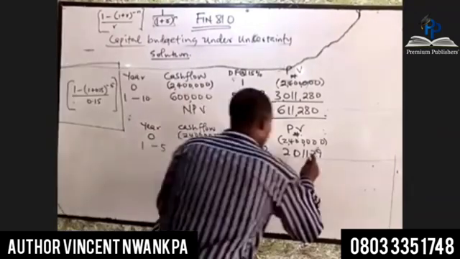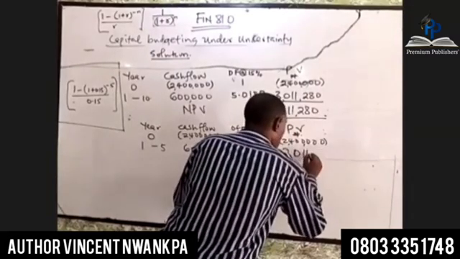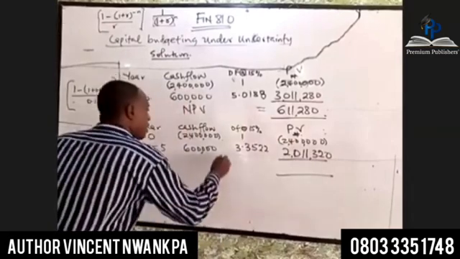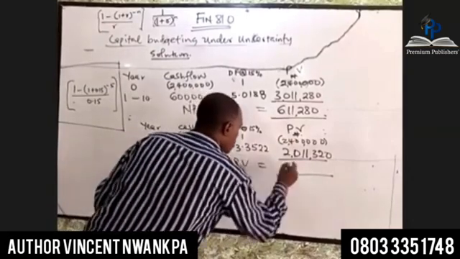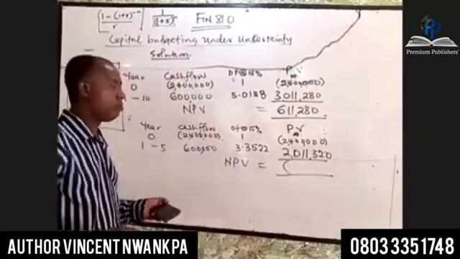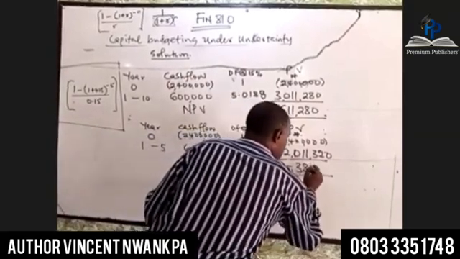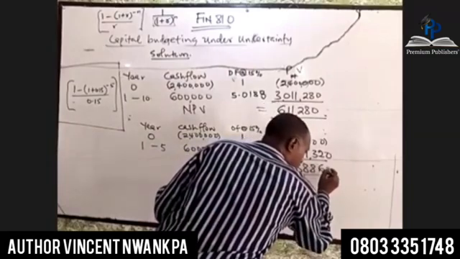Okay, it's 11,320. Somebody subtract. Is it positive or negative? Good. So what do we have? Minus 386. Good.